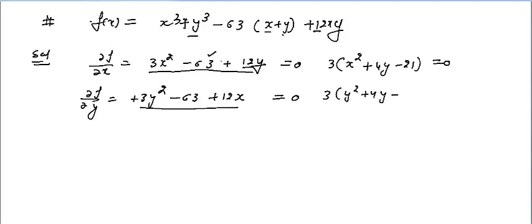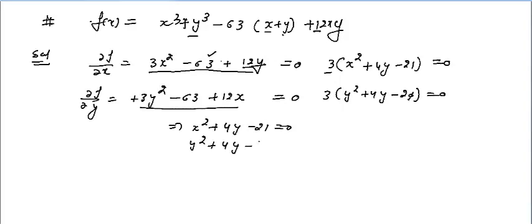Now how smartly you will solve this: you do not have any common method to find the value of x and y. So 3 is out, because now you have x square plus 4y minus 21 is equal to 0, and y square plus 4y minus 21 is equal to 0. So I will take these equations number 1 and 2.